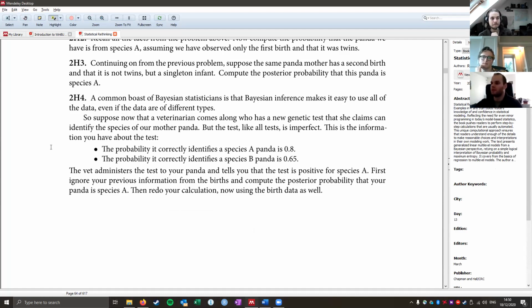Yeah. So continuing on from the previous example, suppose that the same panda mother has a second birth and that it is not twins, but a singleton infant. Compute the posterior probability that this panda is species A.